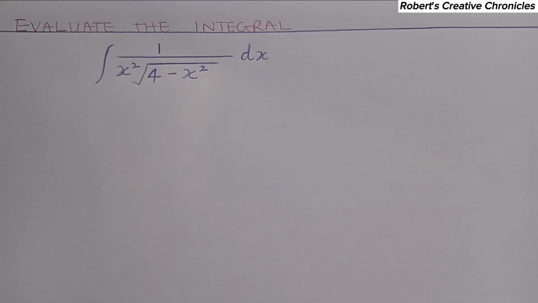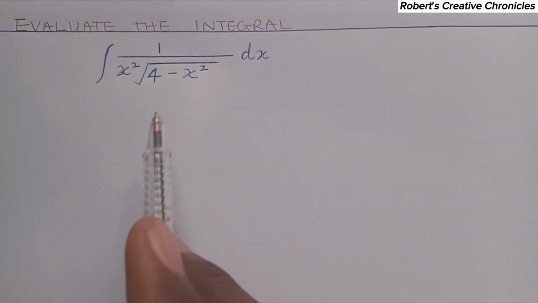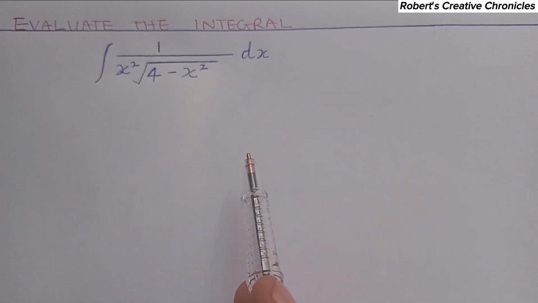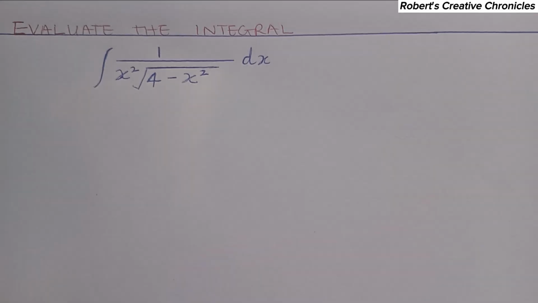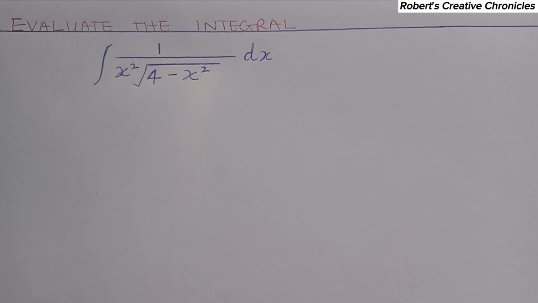So today we'll be solving this question, which states: evaluate the integral of 1 over x squared root of 4 minus x squared dx. When you are given a function to integrate, which is the integrand, you have to analyze the integrand to see what kind of function it is, to know the technique of integration you are going to employ.